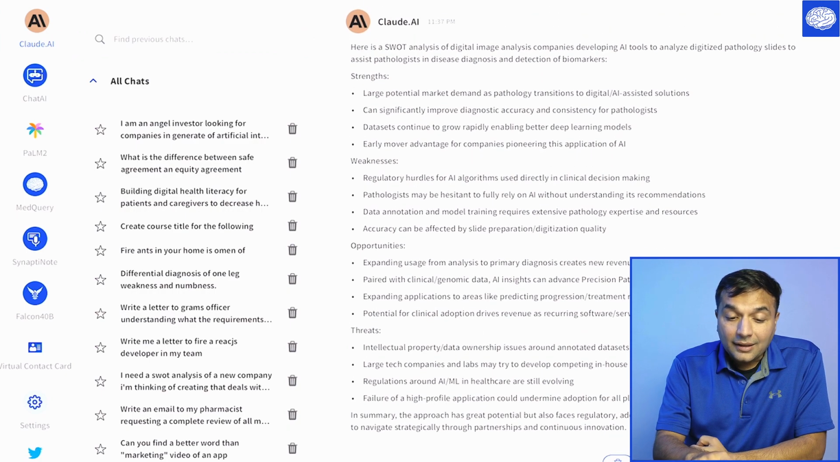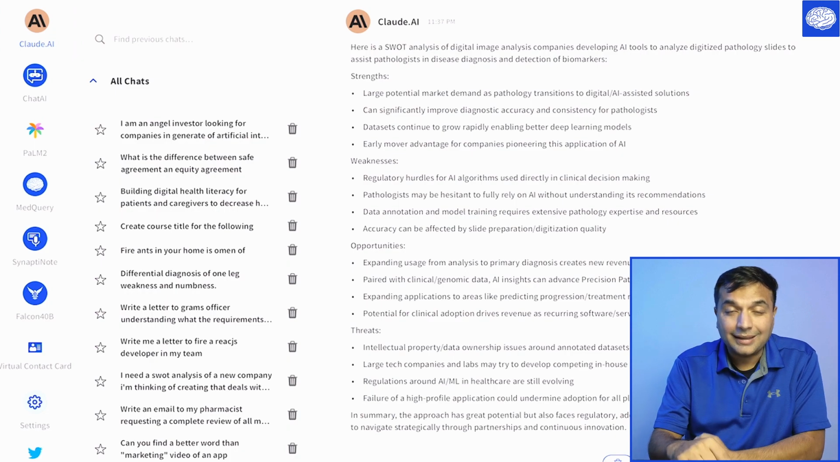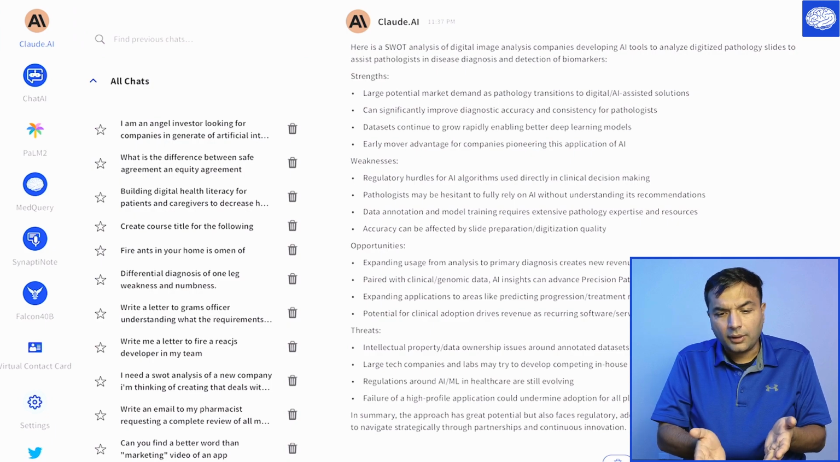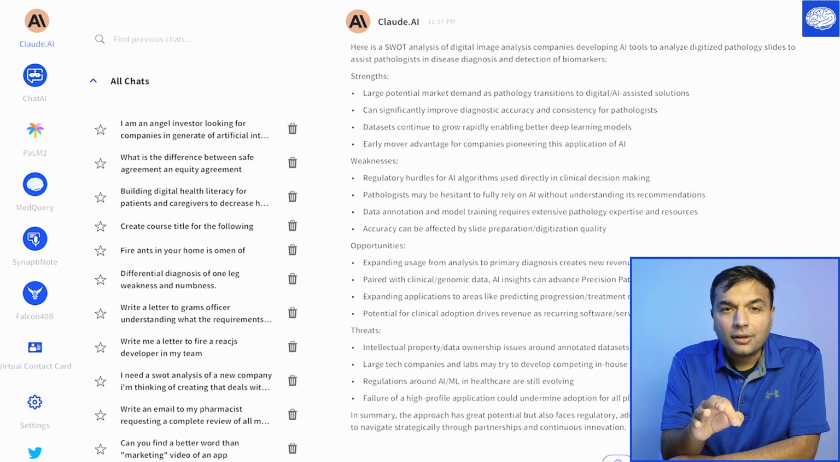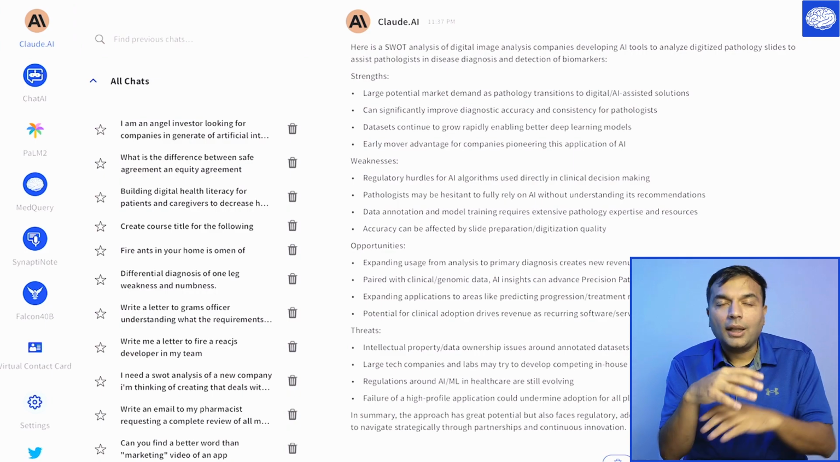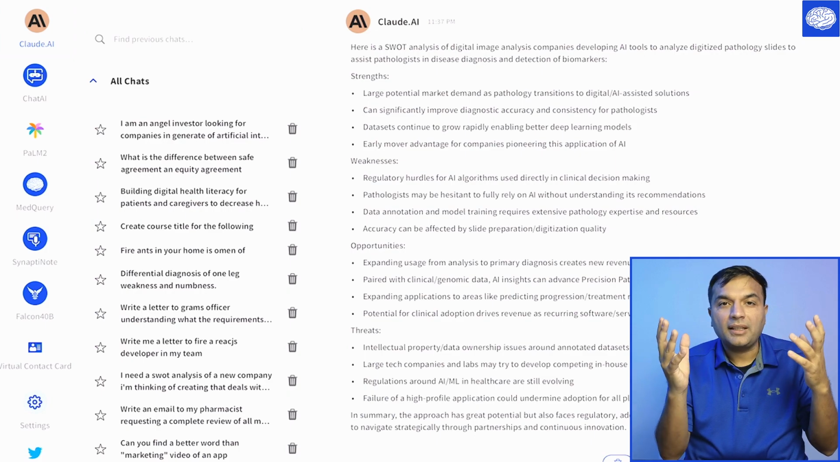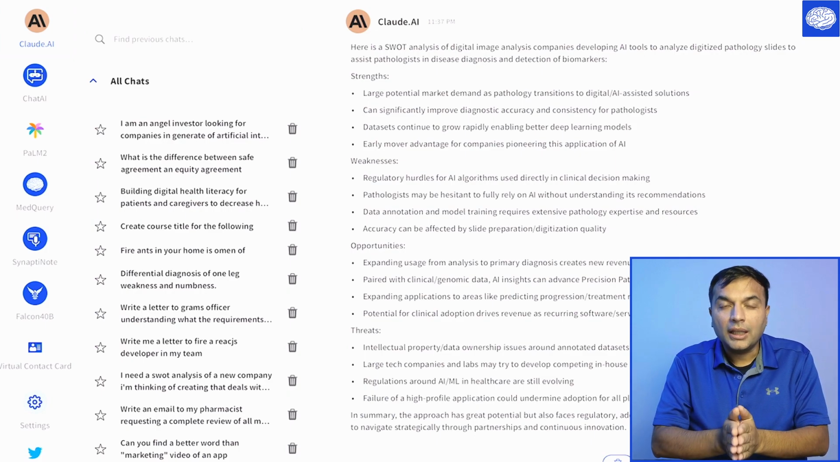Here's the SWOT analysis. You can see large potential market. There's regulatory hurdles, expanding usage analysis. So this is beautiful and quite accurate, to be honest with you. But of course, make sure that you do your due diligence before you copy paste it. But at least it's a great starting point for you to do, rather than going through different tabs on websites, etc. And you can get this information in the palm of your hand.